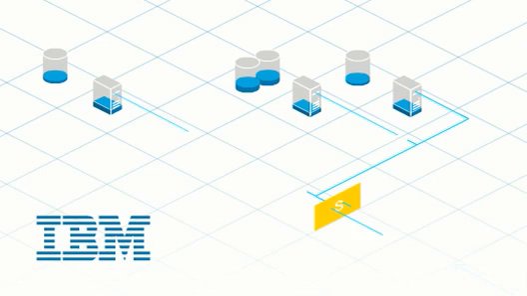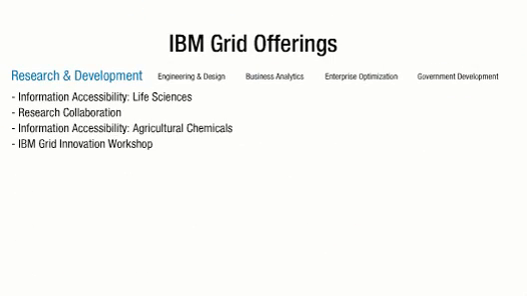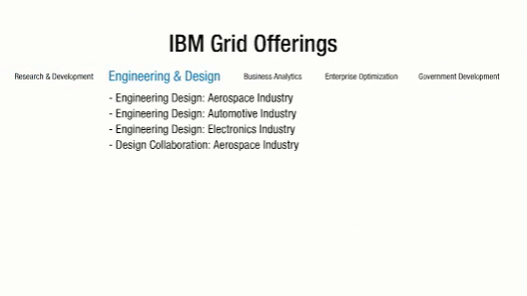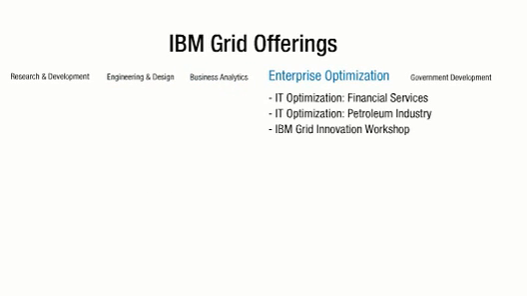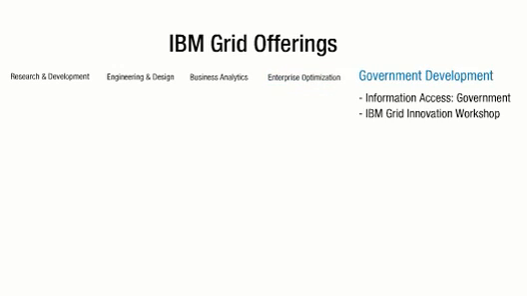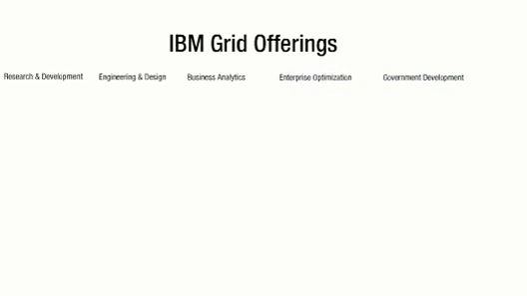IBM has in-depth experience and expertise to help the company select, plan, and implement the most appropriate grid strategy and solution. The automotive company has customized its own IBM Grid offering for engineering design. IBM has equally flexible solutions aligned with each business sector and focused on specific business problems.